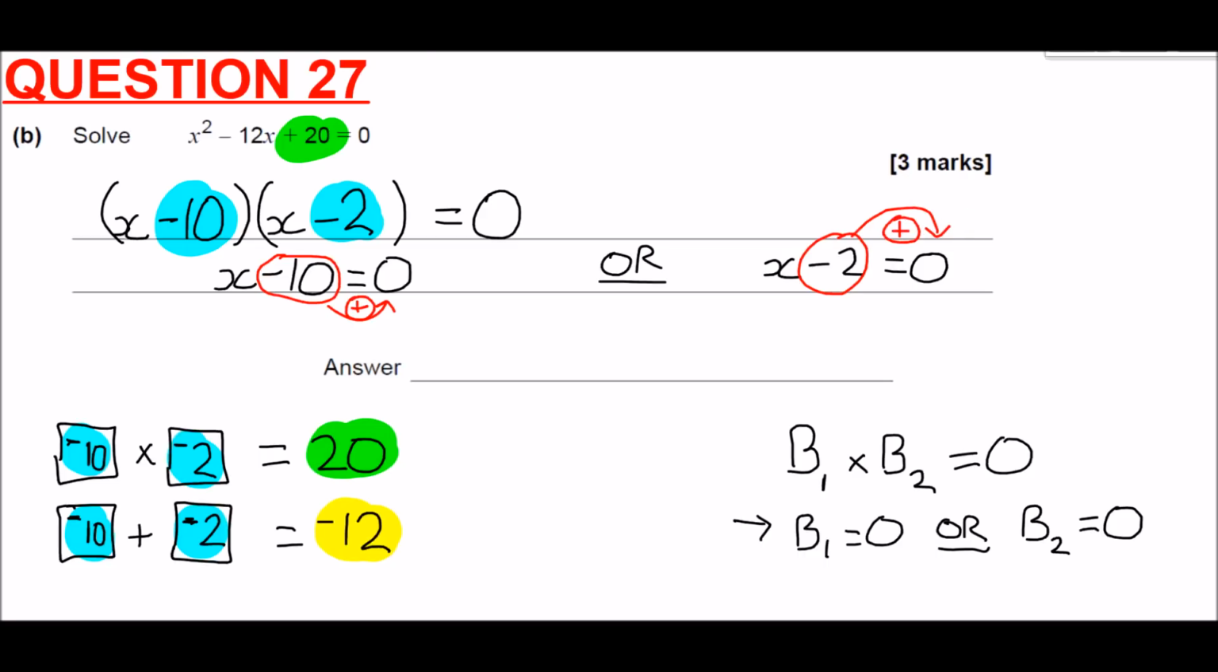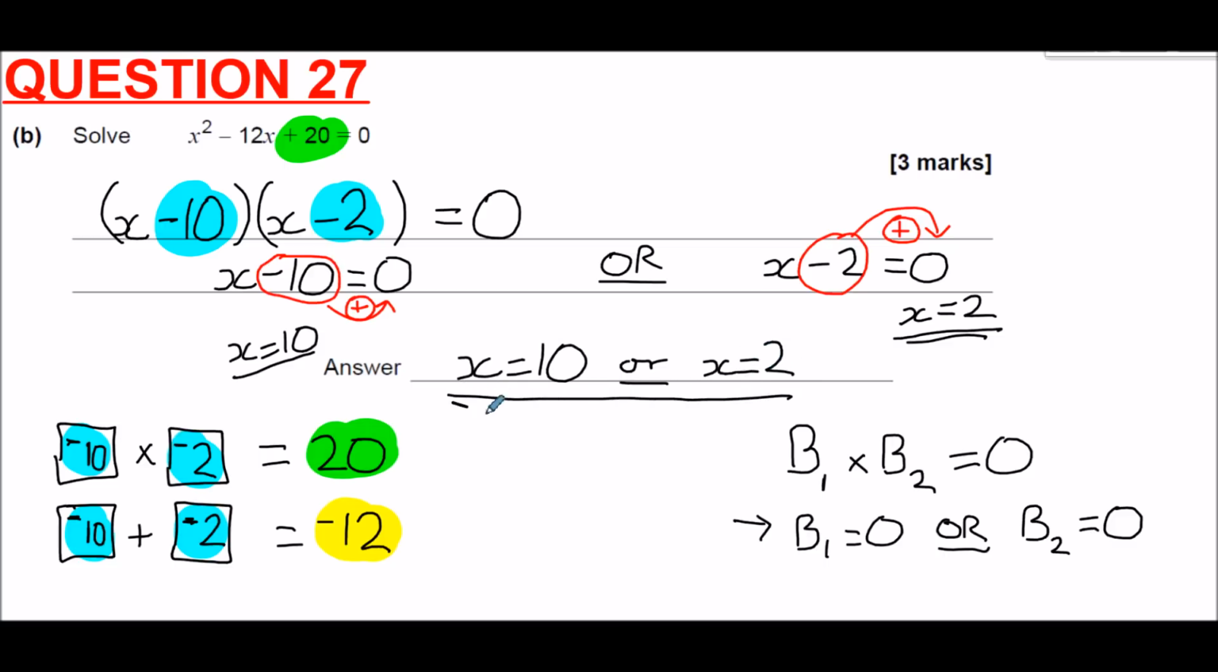And what that would give us is that x minus 10 equals 0 only when x equals 10. Or if the second bracket's equal to 0 and x minus 2 is equal to 0, that tells us that x must be 2. So the two possible solutions are that x equals 10 or x equals 2. That's our final answer.